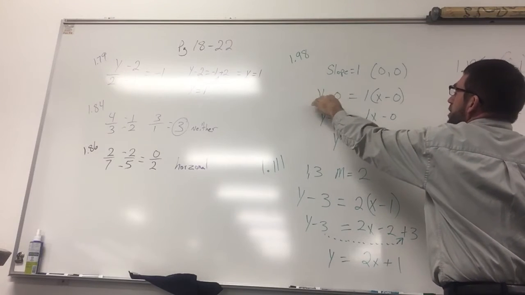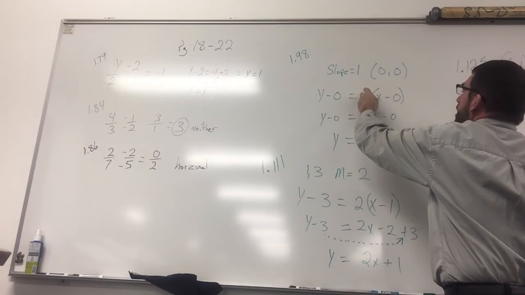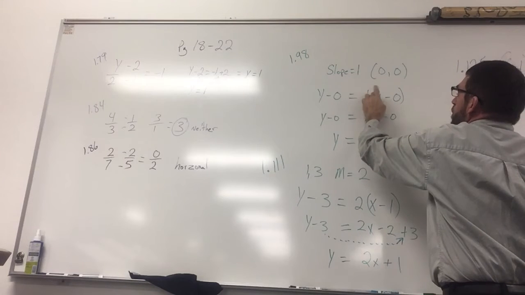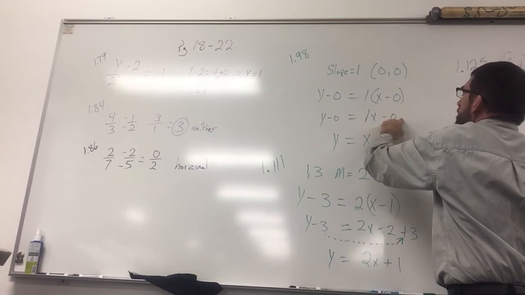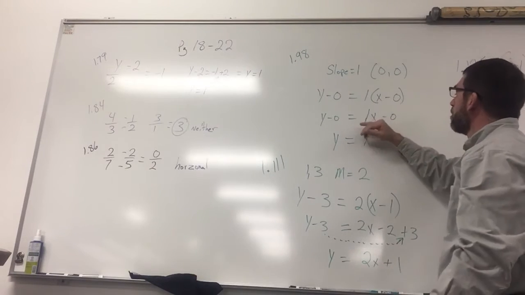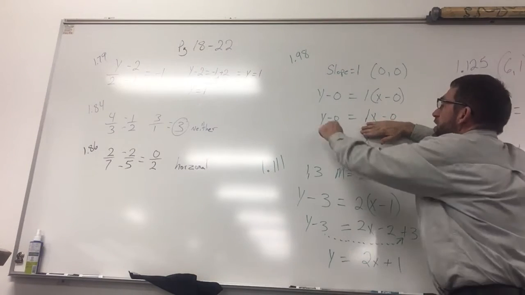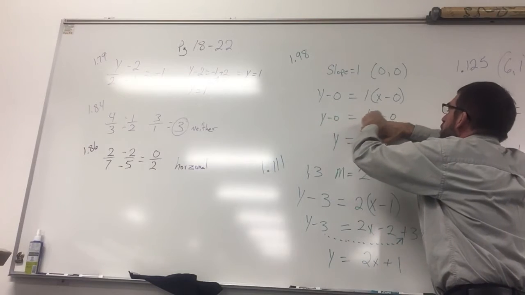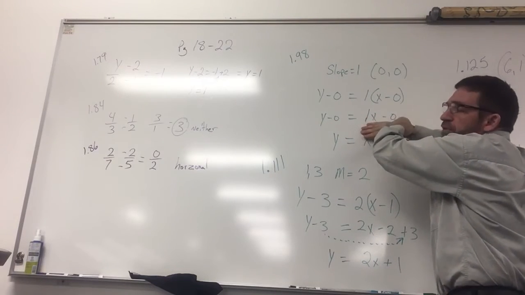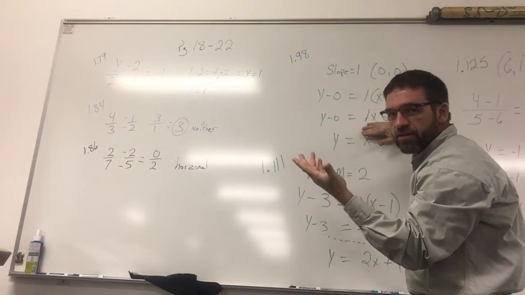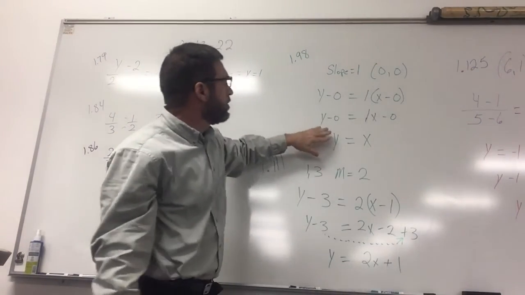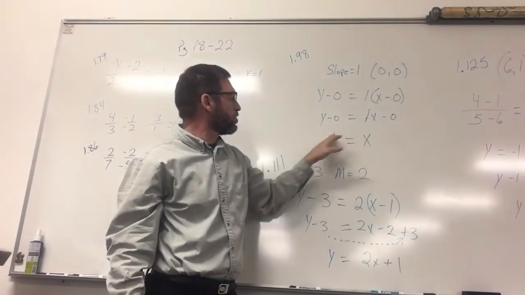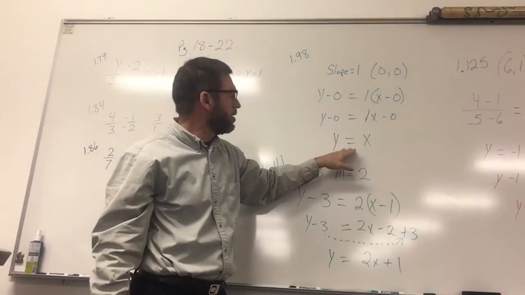So I was eliminating this. I took away the parentheses. I went 1 times x is 1x, and 1 times 0, that's 0. So I come up with this. Now I brought this 0 over to this side, so 0 from 0, nothing. And so if you just keep dropping this down, you move the 0 over, so you have y equals x.